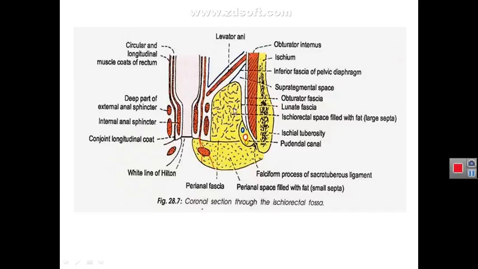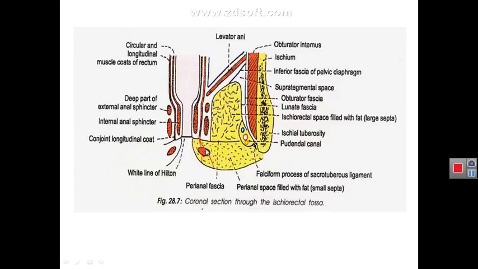The important thing is to know what are the boundaries of the ischiorectal fossa or space, which is a very large space. You can imagine that the boundary of the ischiorectal space medially is the anal canal below, and also medially is the levator ani above. You know levator ani is a muscle of the floor of the true pelvis. So if you are asked what are the boundaries of the ischiorectal fossa, you will say medially below is the anal canal, and above is the levator ani muscle of the pelvic diaphragm.